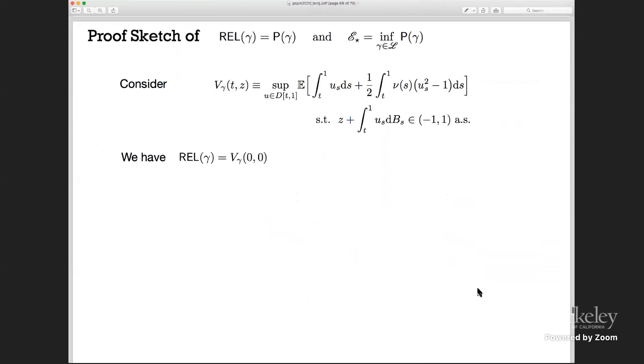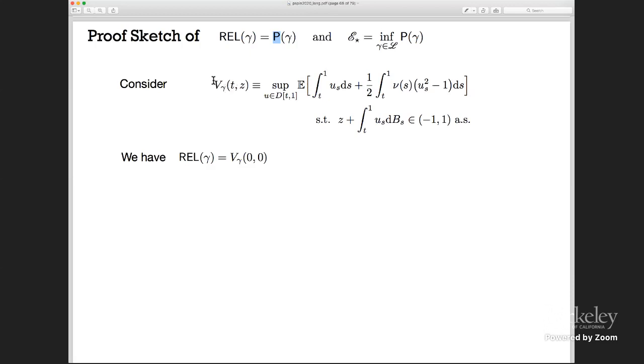Okay, so maybe I can tell you a little bit about the proof, but this will be very high level. So let me tell you about the proof that this relaxation is the Parisi formula. This is a stochastic control problem, and this is the Parisi functional that has been defined using the nonlinear PDE.